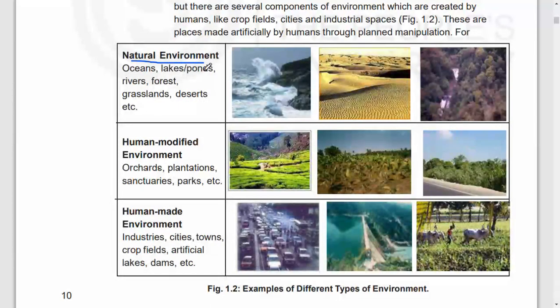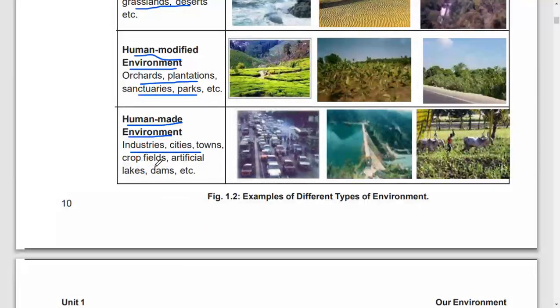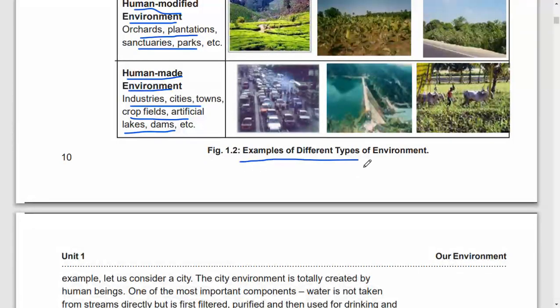Natural environment: ocean, lakes or ponds, rivers, forests, grassland, desert, etc. Human modified environment: orchards, plantations, sanctuaries, parks, etc. Human made environment: industries, cities, towns, crop fields, artificial lakes, dams, etc. Examples of different types of environment.